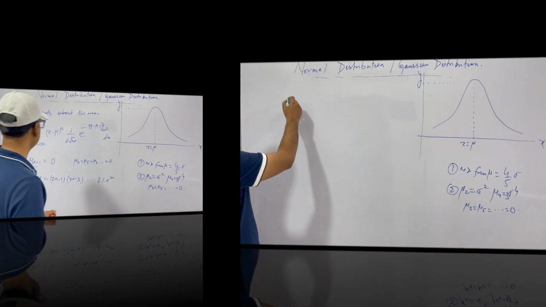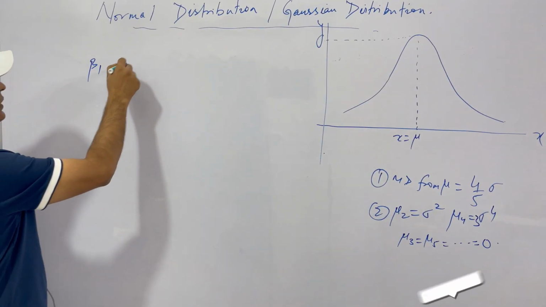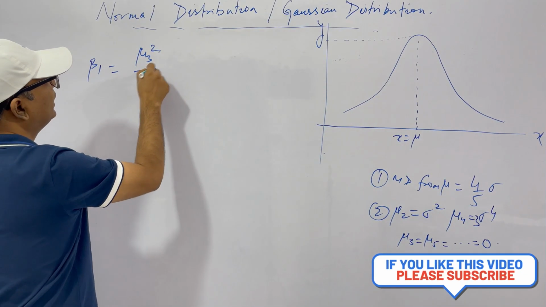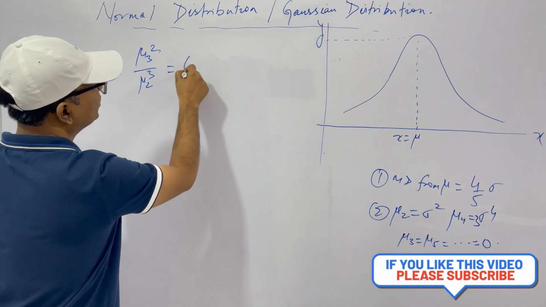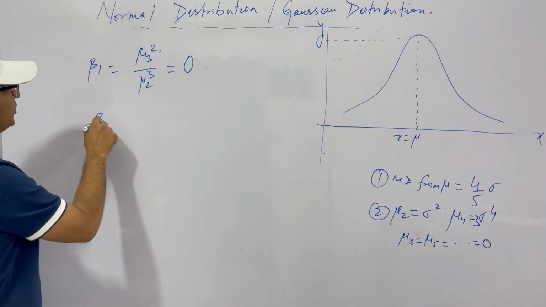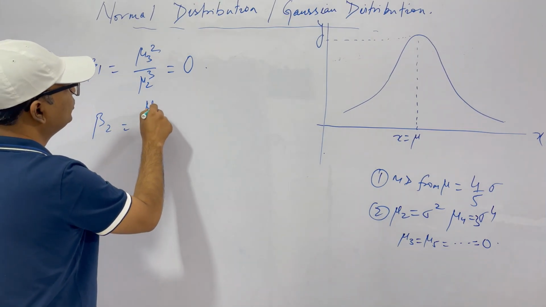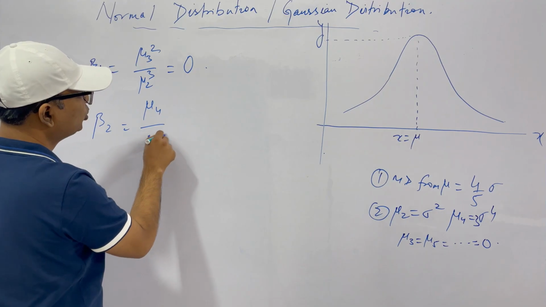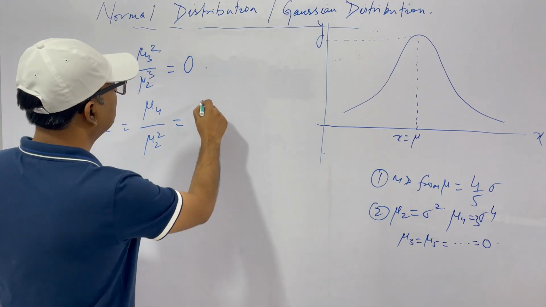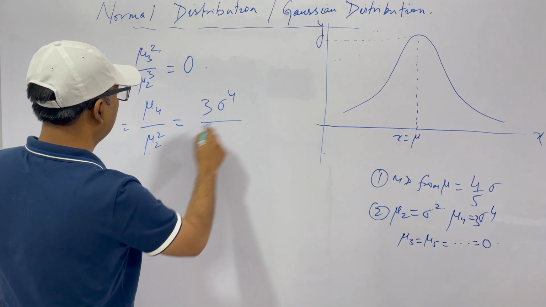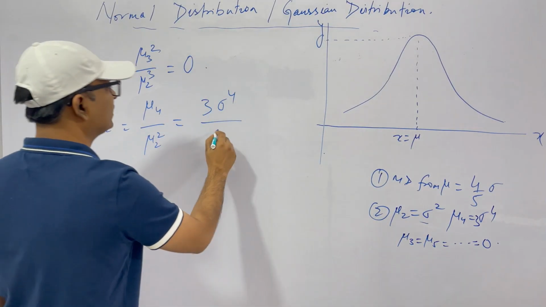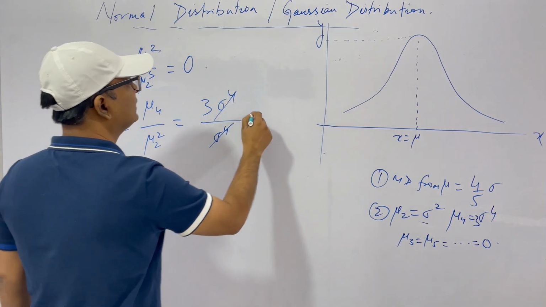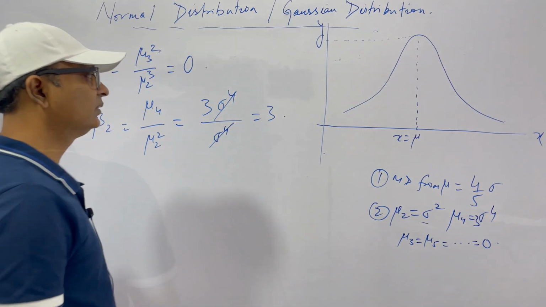And we have all the odd ones, mu 3, 5, 7 and so on, as 0. Clear? Now what is beta 1? It is mu 3 square by mu 2 cube. Mu 3 is 0, so beta 1 is 0. And what is beta 2? It is mu 4 by mu 2 square. Mu 4 is 3 sigma 4, and mu 2 is sigma square, so the denominator will be sigma 4. This cancels, so beta 2 is 3.